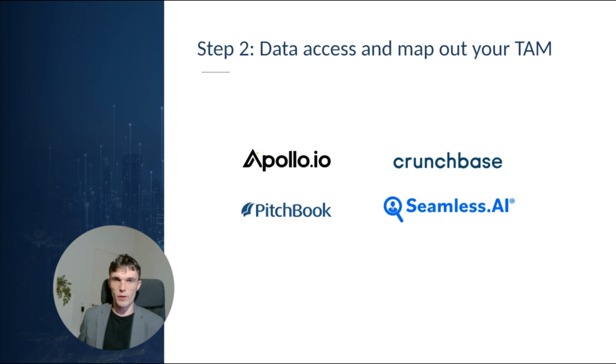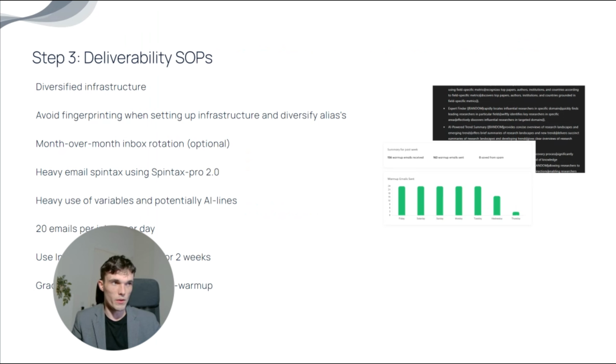Because I would also say if you have a very small TAM, you want to focus on very heavy personalization. Whereas if you have a very large TAM, you want to set up some campaigns that are capable of sending out a lot of volume and really get some nice data about message market fit, etc. So that's a bit about the next step, which is data and mapping out your TAM. Very, very important. Then the next step is email deliverability.